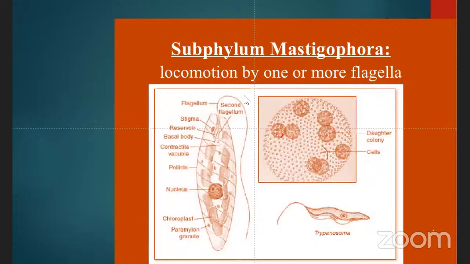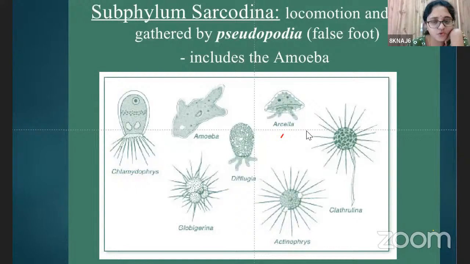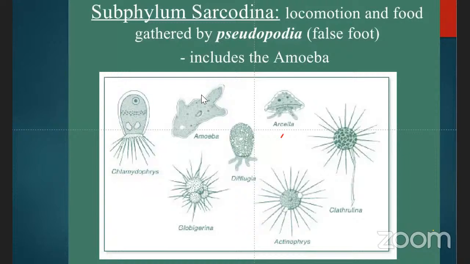So when it comes to class Sarcodina, usually they are found in freshwater, seawater, or in moist soils. The majority of them are free living, but some of them lead a parasitic life. And their body is naked. Some animals have a test or a shell around the body, but a firm pellicle is absent. And all the animals in this class have pseudopodia, which are used for locomotion and food capture.